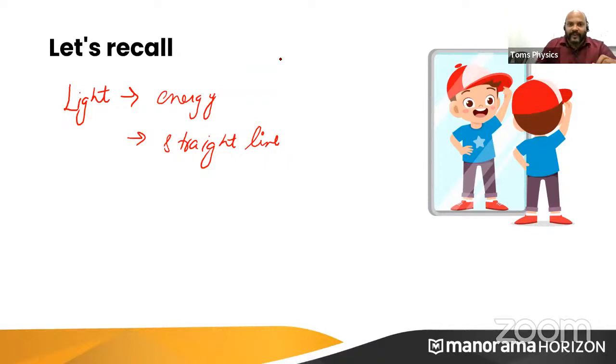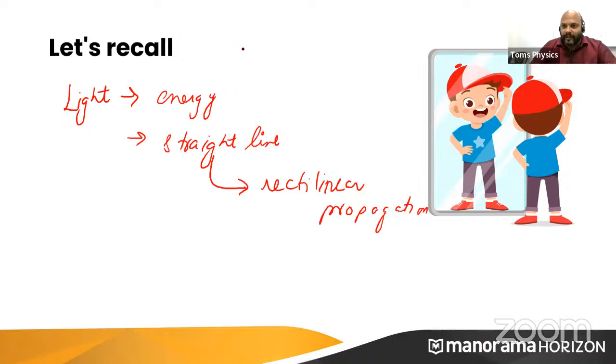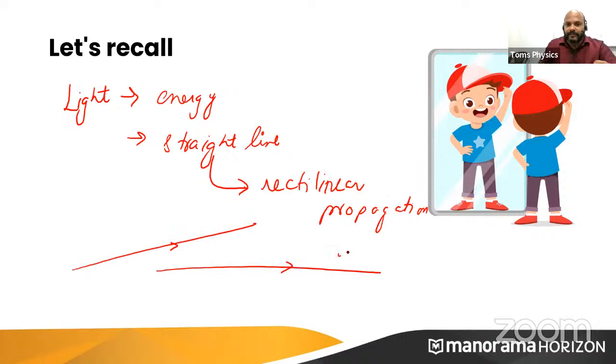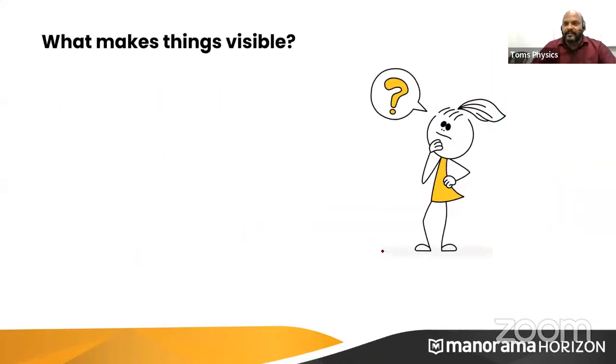We call it rectilinear propagation, which means that light will always travel in a straight line. And these propagations of light traveling in a straight line, we call them rays. These are what we call light rays. And now we are going to understand what happens when these light rays are interacting with matter. There are two main effects we will understand today. We will understand reflection and we will understand refraction.